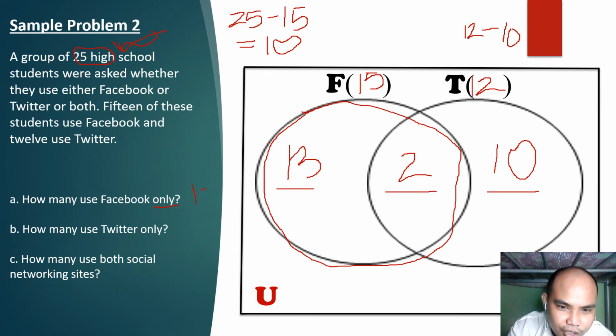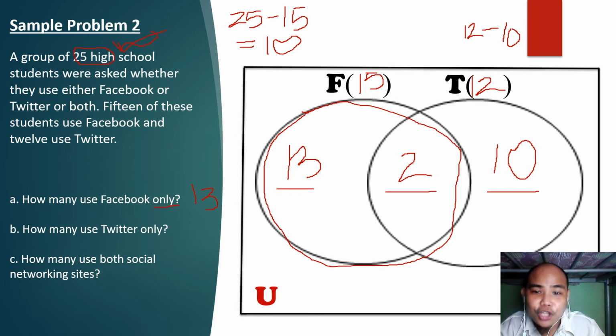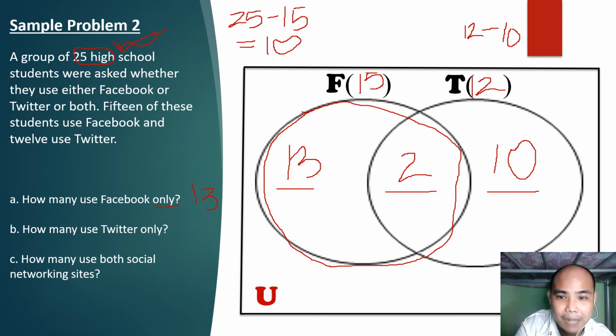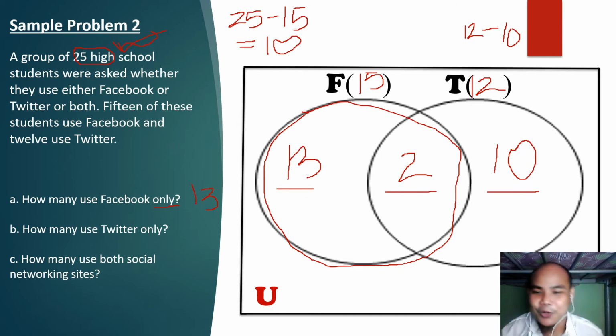Sir, why did you not join 2? Why did you not combine 2, since 2 belongs to Facebook? 2 belongs to Facebook, but at the same time, 2 belongs to Twitter. The question here is how many use Facebook only? And the answer is 13, since 13 here belongs to Facebook only, and is not mixed with Twitter. Did you get that? Correct.